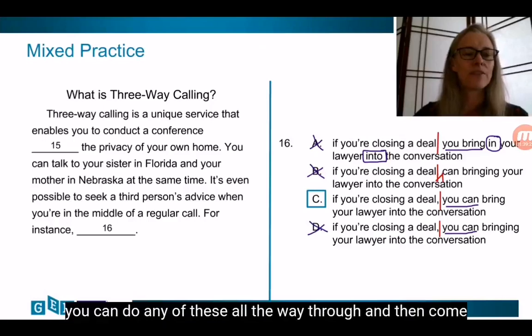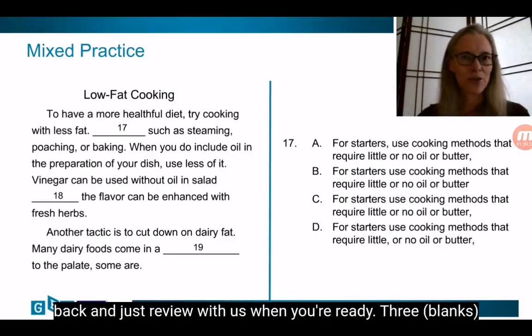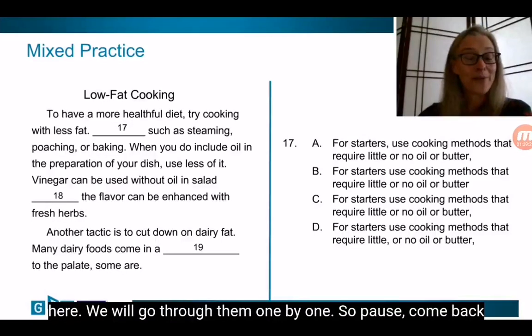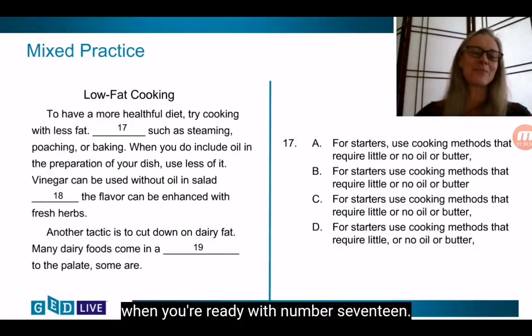And again, you can do any of these all the way through and then come back and just review with us when you're ready. Three blanks here. We will go through them one by one. So pause, come back when you're ready with number 17.